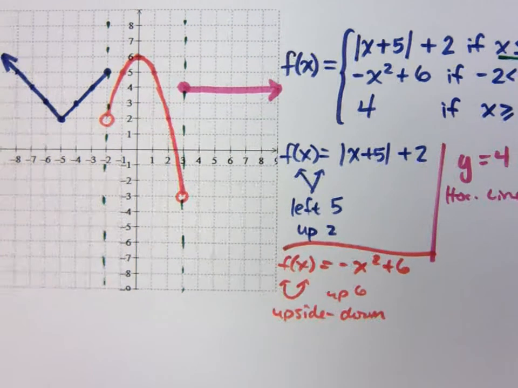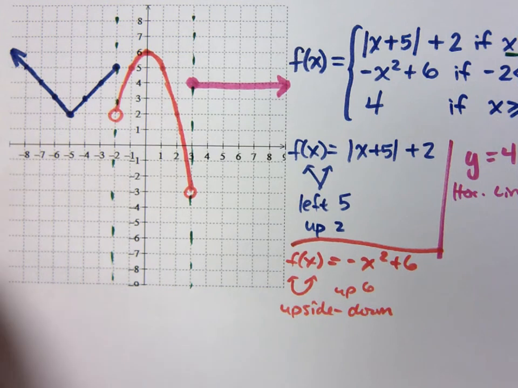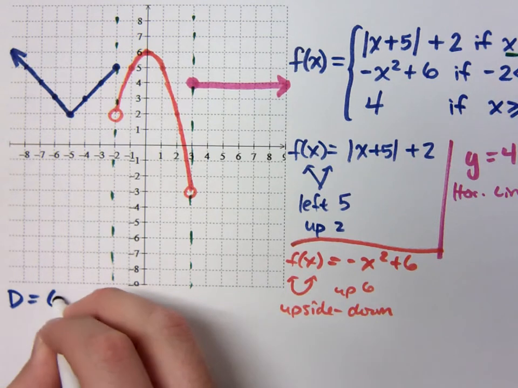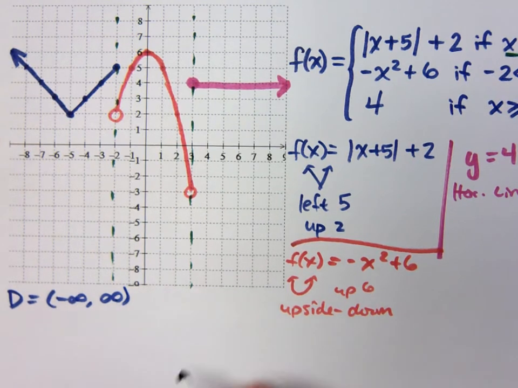So what's the domain for this? Negative infinity to infinity. Domain is all real numbers. So if the domain is all real numbers, will the function ever be undefined? No. If it's all real numbers, that means you can plug in anything you want to.